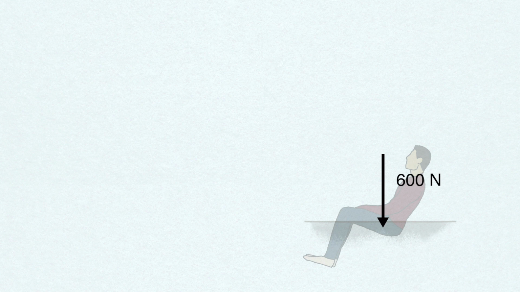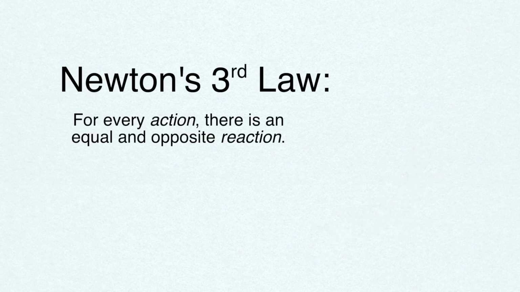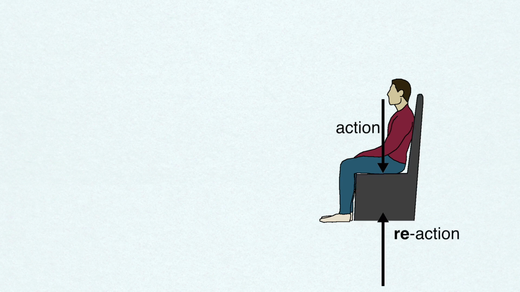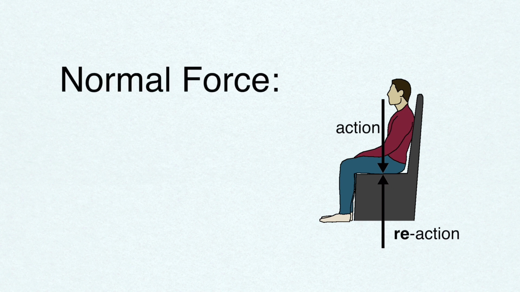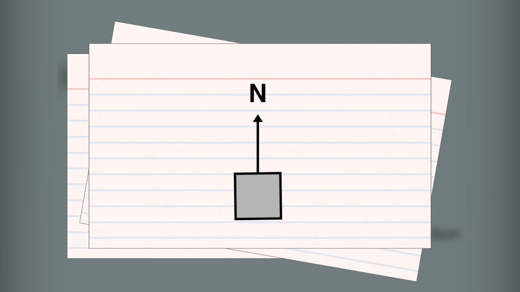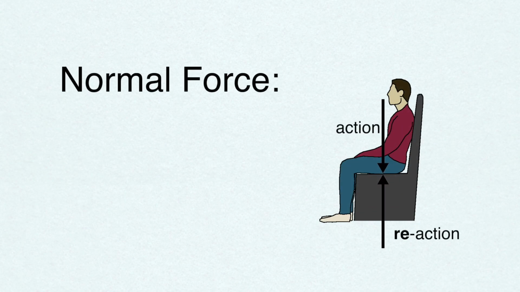And this concept is actually known as Newton's third law, which is for every action, there is an equal and opposite reaction, where the action is the person sitting and the reaction is the chair pushing back up onto the person for support. So the action is the weight of the person, and then the reaction of the chair pushing back up, that is the normal force, which is usually represented by the letter N on a free body diagram. So the chair pushing back up on the person, that is the reaction of the person sitting on the chair. So the 600 newtons of force that pushed back up on the person, that is the normal force.